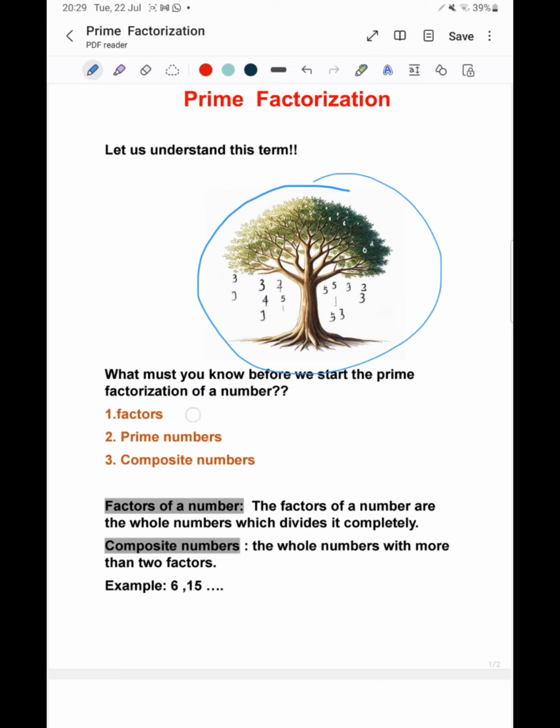We must understand what the meaning of factors is, what prime numbers are and what composite numbers are. So the first thing is factors. Factors of a number are the whole numbers which divide it completely. For example, if I have the number 6, its factors are 1, 2, 3 and 6, because each of these whole numbers divides 6 completely. Completely means without leaving any remainder behind.